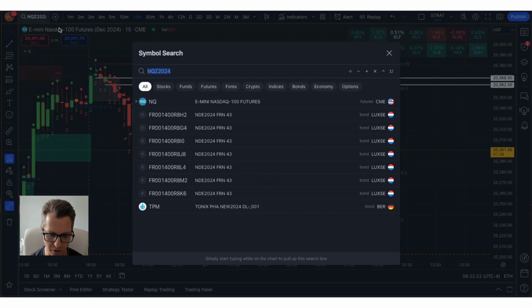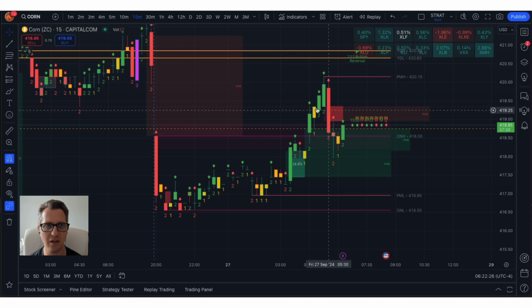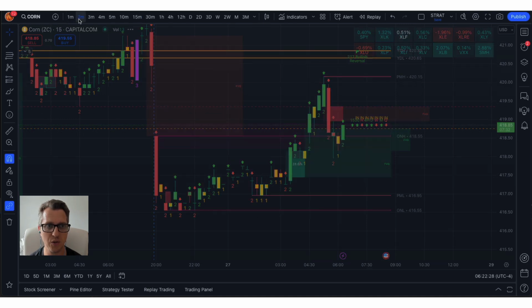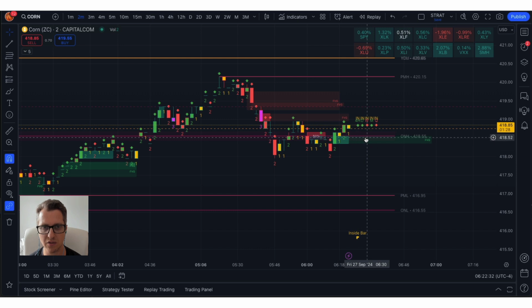Whereas if we now go to corn, for example, you're going to see that these candles don't look the same, especially if you go on a smaller time frame. There's very little movement in these candles. So what that means is you're going to be stuck staring at candles a whole lot if you're trading some of these instruments that don't have a lot of volume.